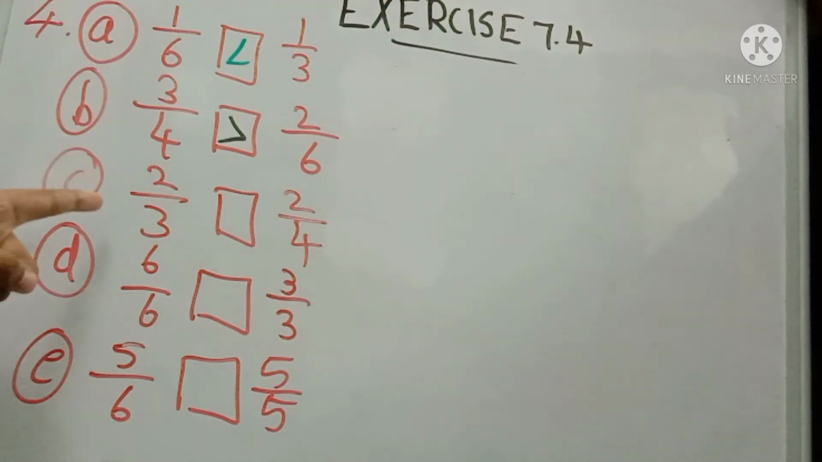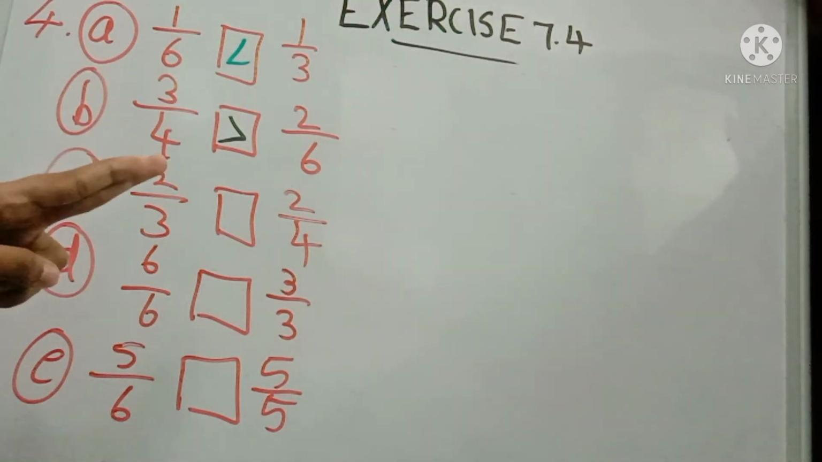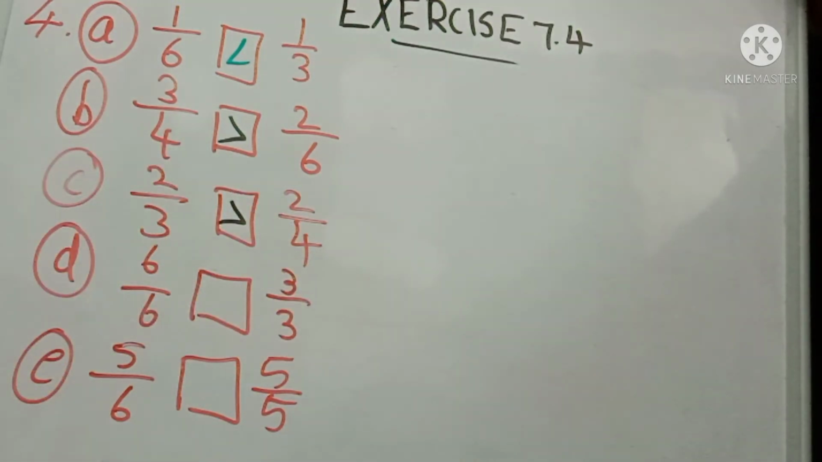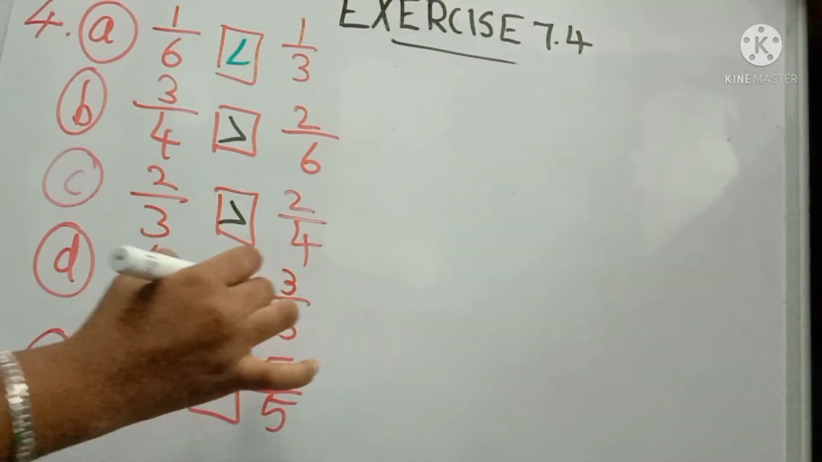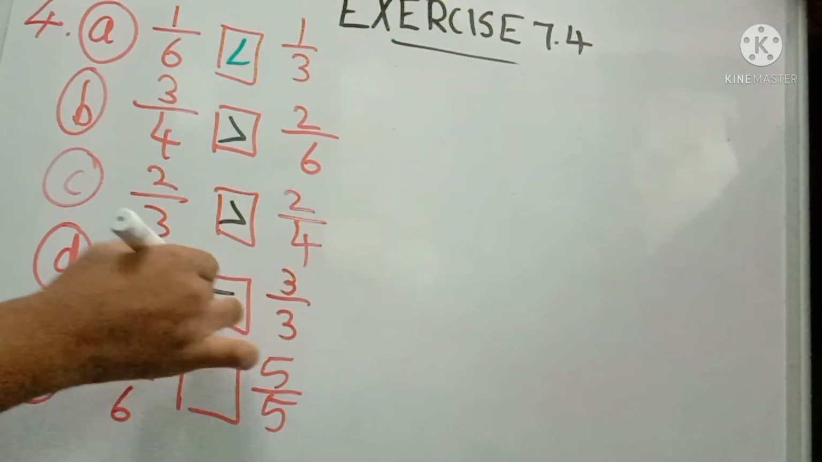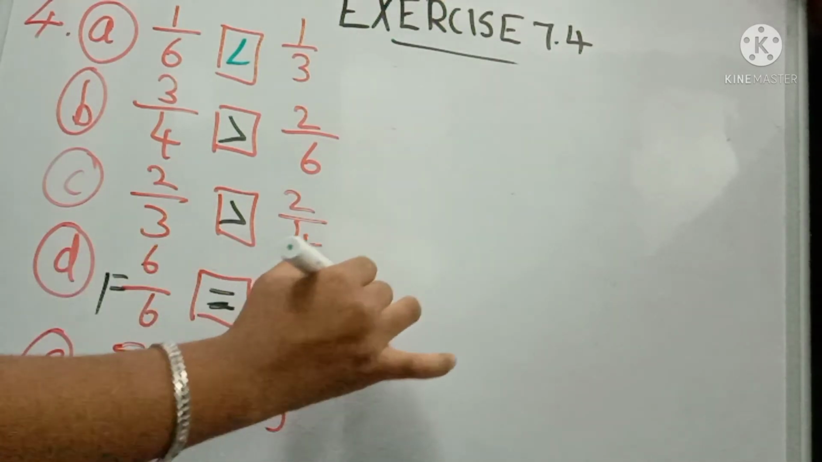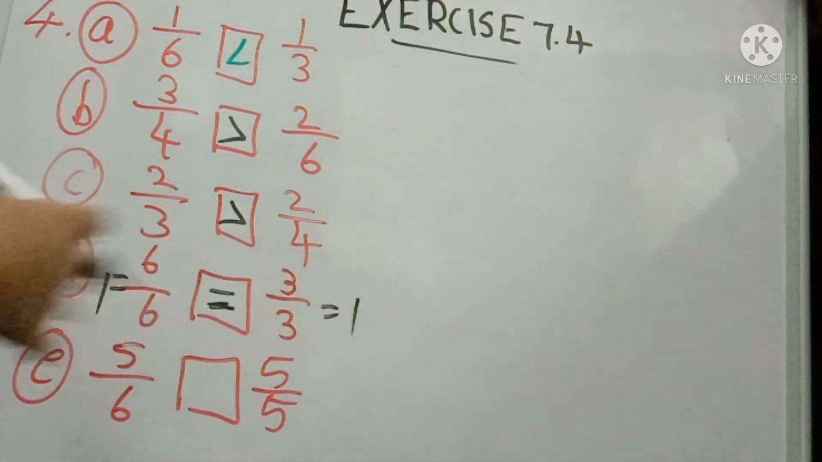The next question is 2/3 and 2/4. That is 2/3 is greater one. Next is 6/6 and 3/3. Which one? Yes, it's equal to, because they have the same value. Okay, 6/6 is equal to 1 and 3/3 is equal to 1. So they have the same value.